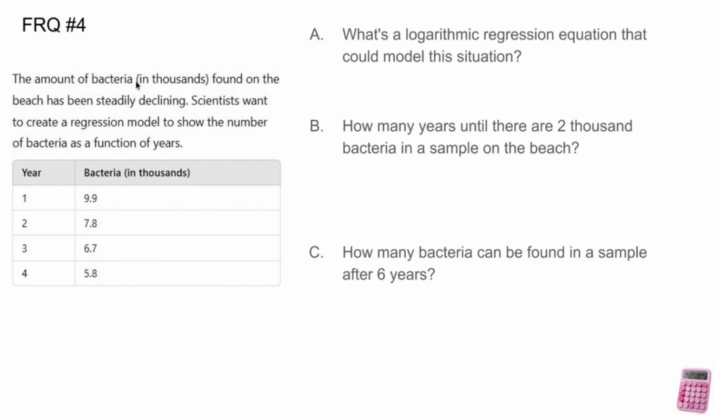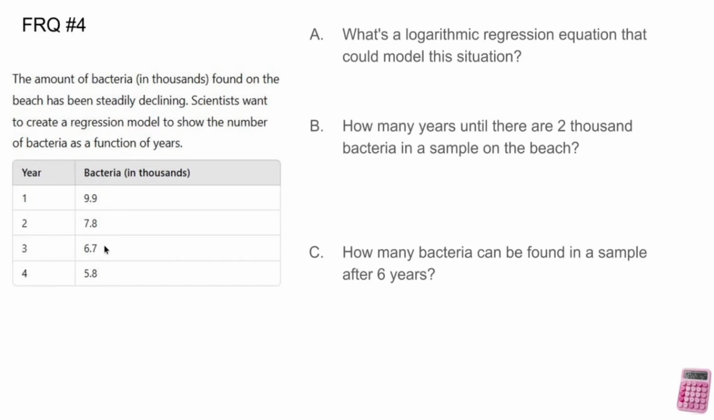The amount of bacteria in thousands found on the beach has been steadily declining. Well, thank goodness for that. Scientists want to create a regression model to show the number of bacteria as a function of years. So 1, 2, 3, some bacteria in thousands, whatever that means. Lots of bacteria, less bacteria, good. What's a logarithmic regression equation that could model this situation? Well, that's going to appear as ln reg in our TI-84 Plus. So what we're going to do is go off to the side. Okay, we're going to type all this information.